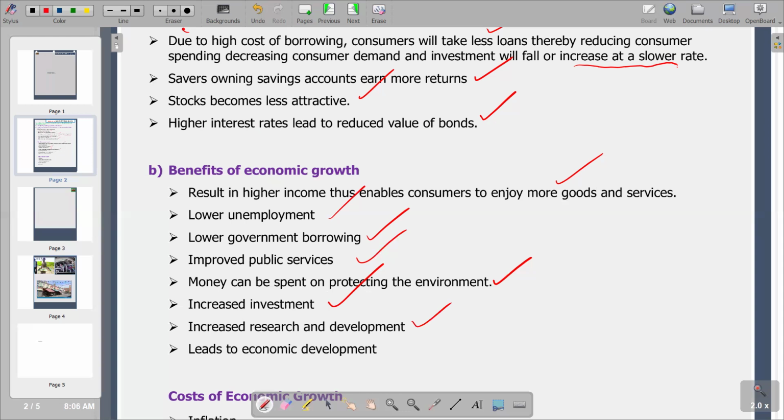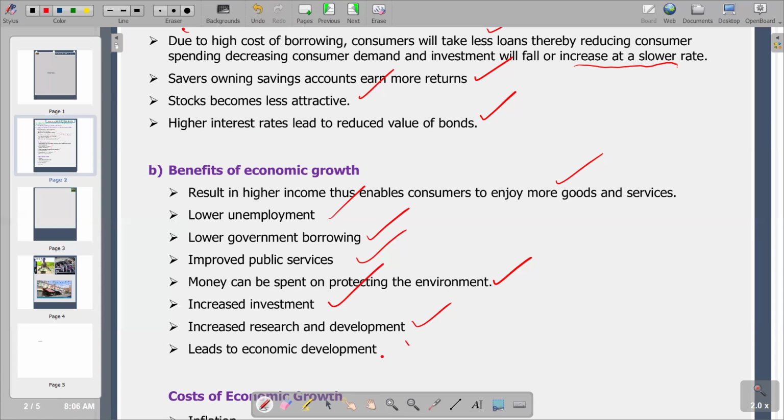Then we've got increased leads to economic development. We need to understand what exactly we mean by economic development. Economic development is when the economic well-being and quality of life of a nation is improved. We can only have economic development after achieving economic growth. So after we've achieved economic growth, we can now achieve economic development. Economic development improves the economic well-being of people, so we are talking about the standards of living being better. So basically, that's what we have.